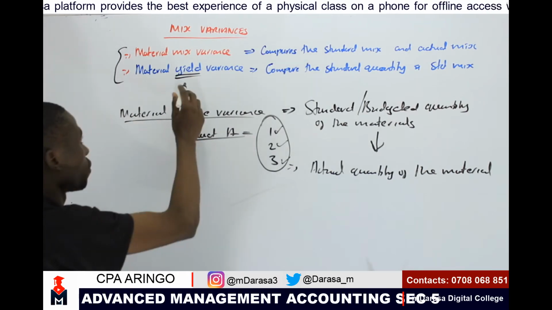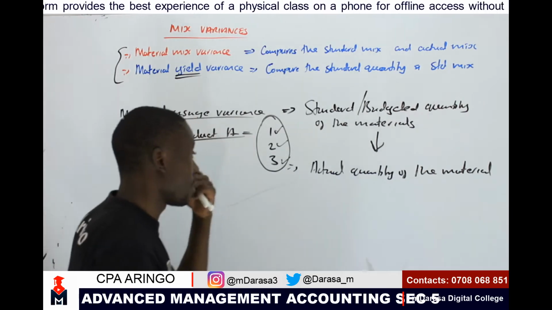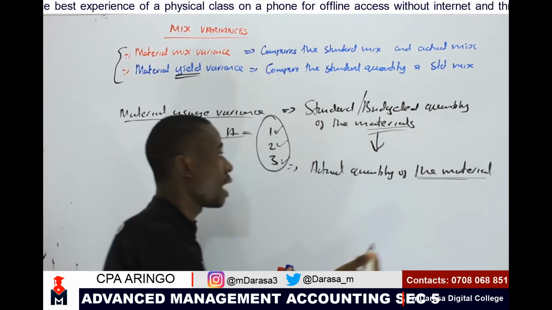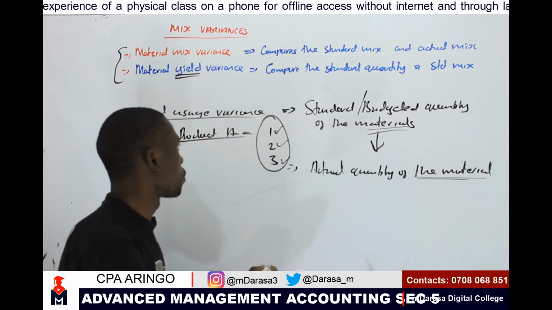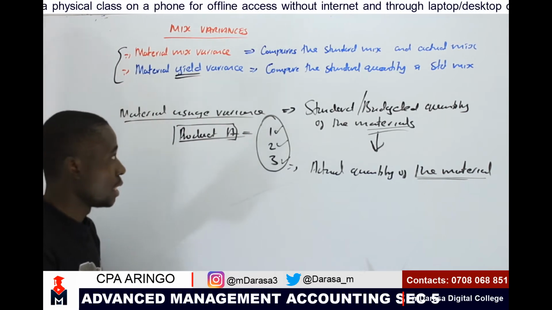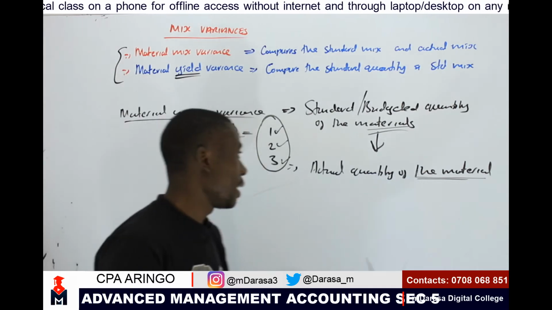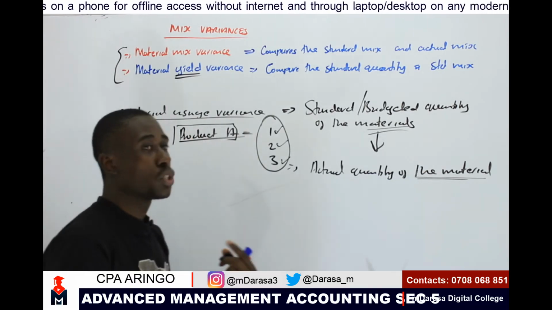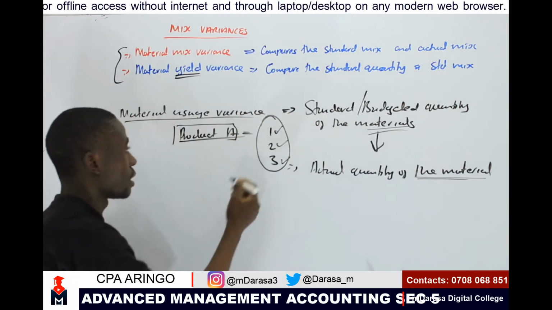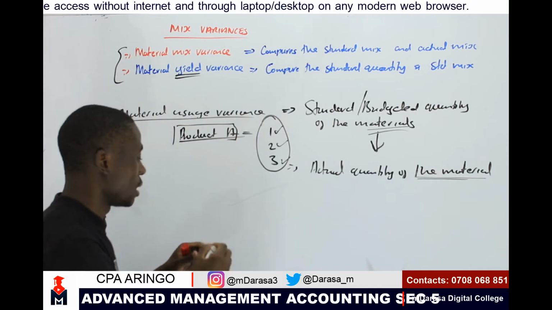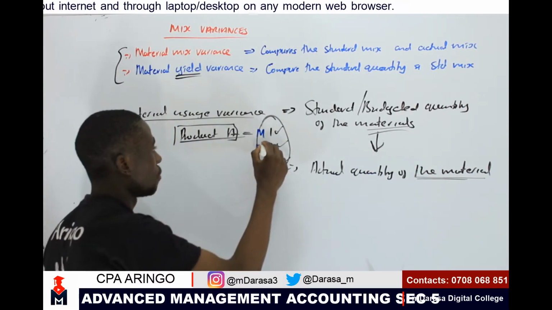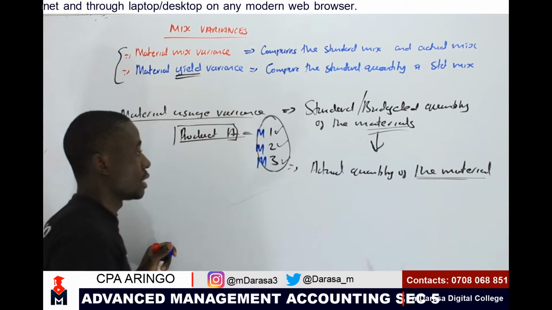Now, whenever I'm talking of the yield variance, I'm looking at a case whereby for us to use these materials that we are talking about, I need to produce product A. And in producing this product A, we've noted that I'm not going to use only one material, but I'll be using several materials. Like in this case, we've assumed M1, standing for material 1, material 2, and material 3.